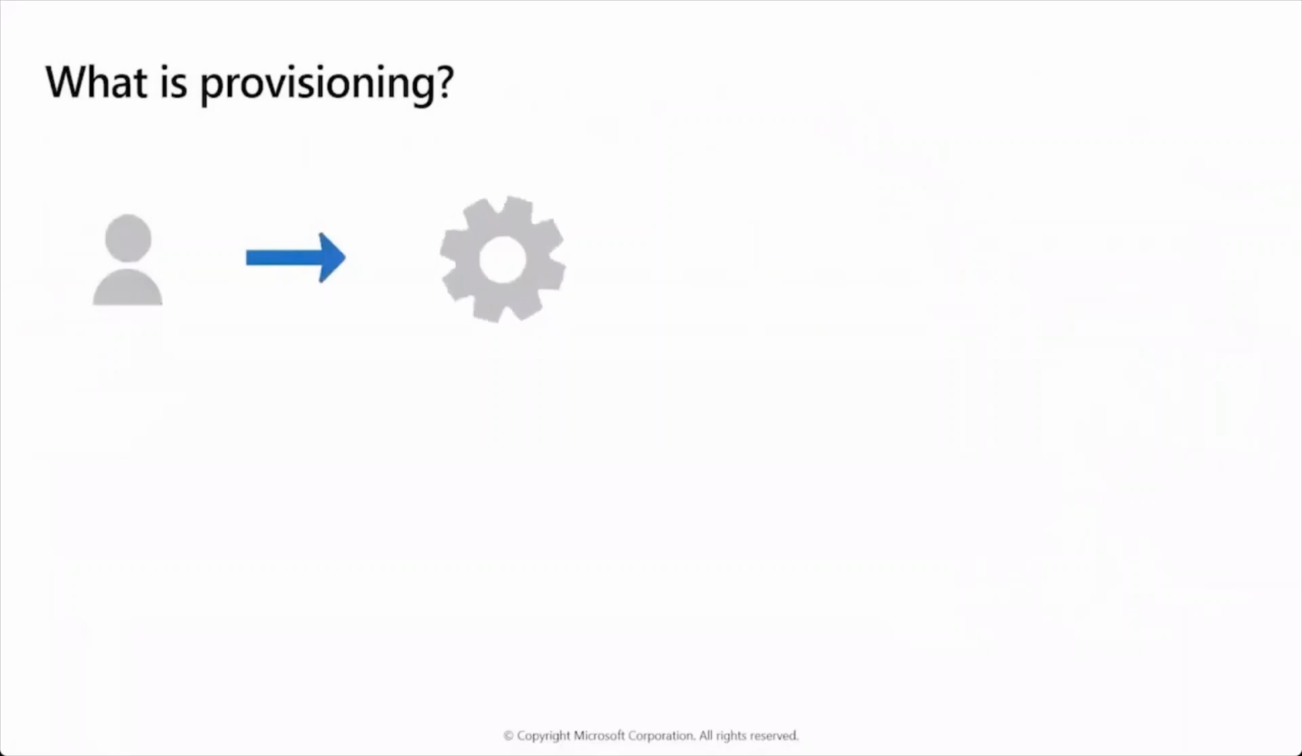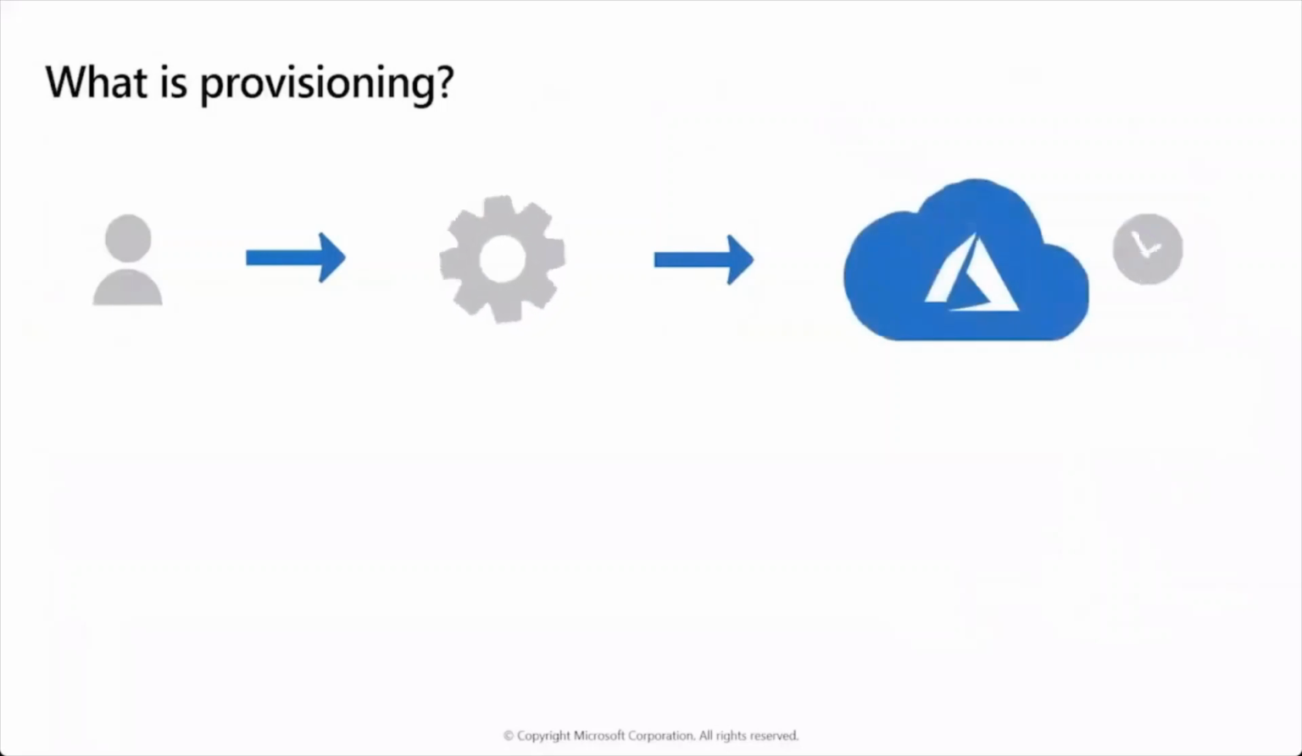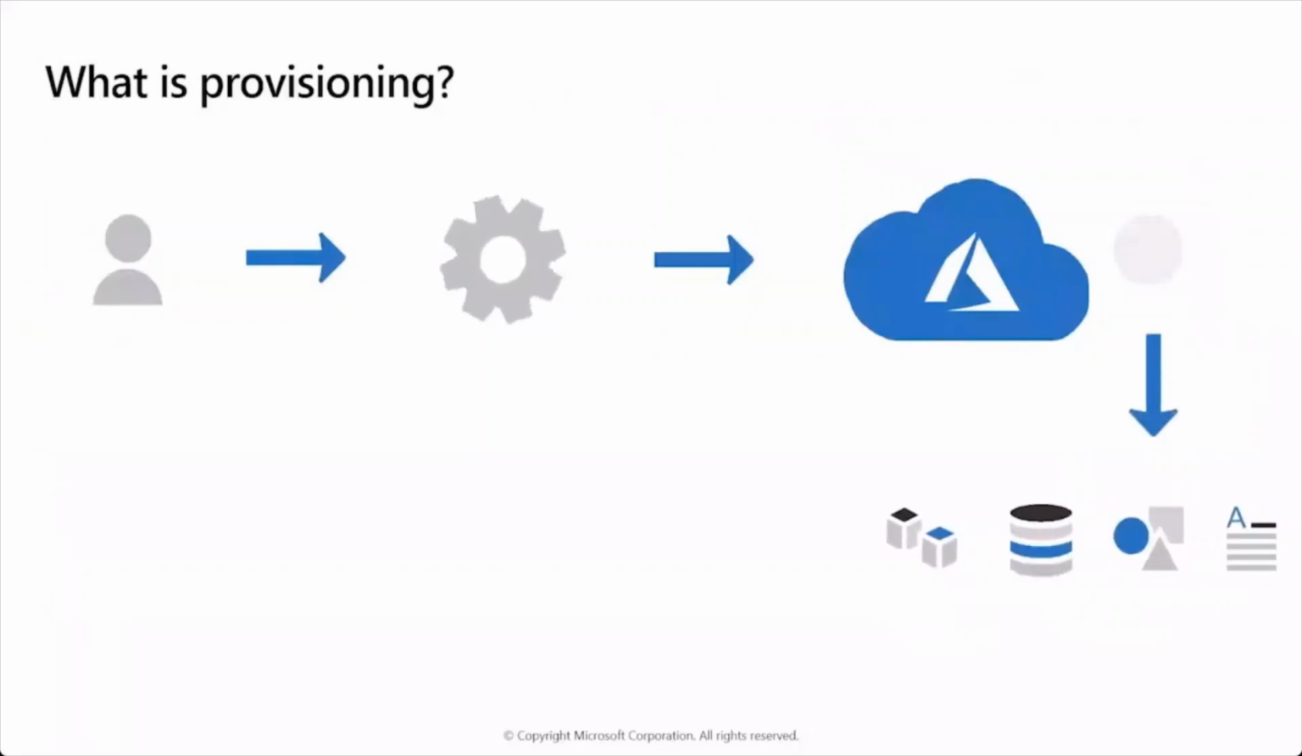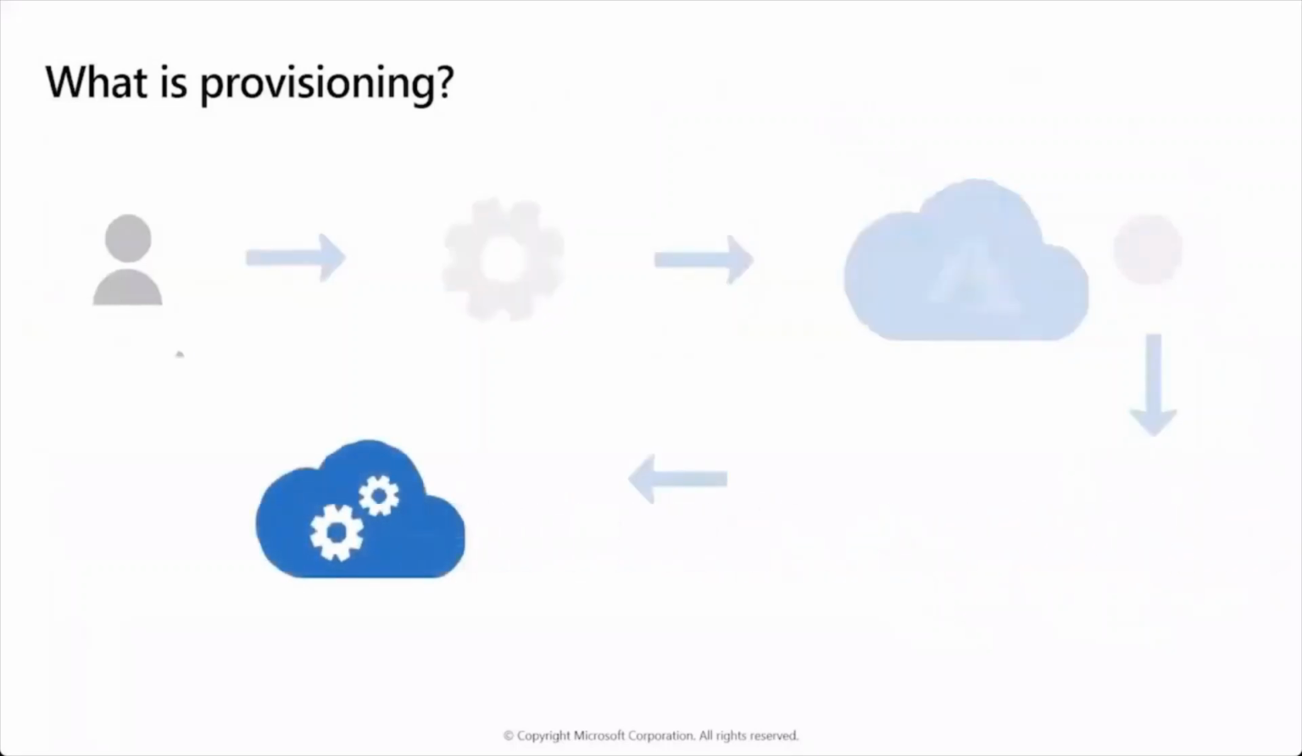Now, what exactly is provisioning? Well, when a user specifies that they want to provision something, they need to specify the provisioning parameters, such as the type of servers, storage, memory, and compute power. These provisioning parameters are then sent to Azure to provision the service, and then Azure allocates the necessary resources to create the service. Once the service has finished provisioning, the service is ready to use and the user can start to consume the service.